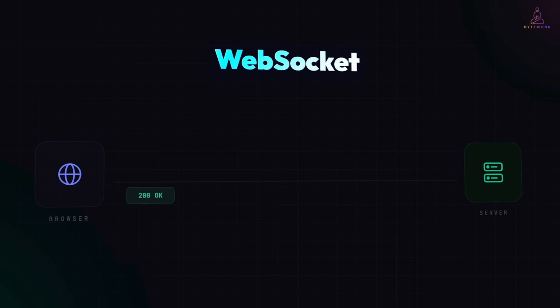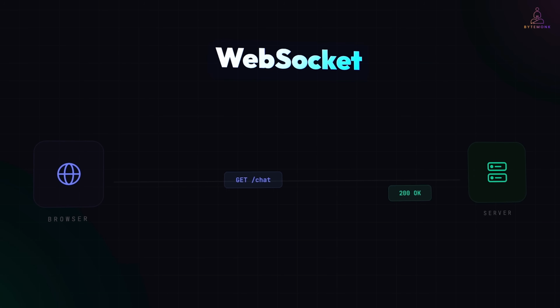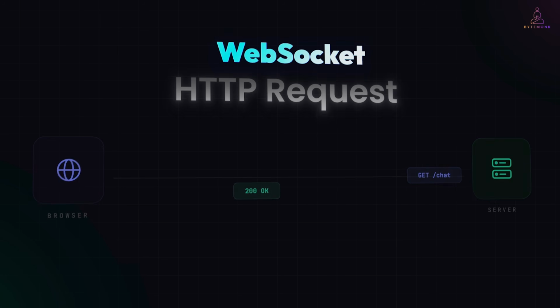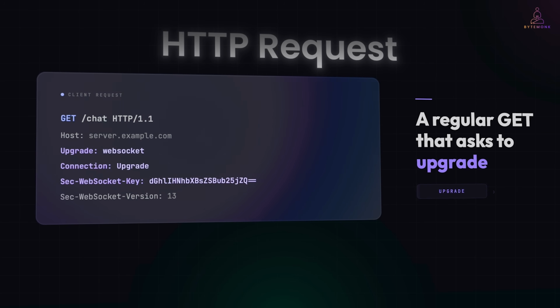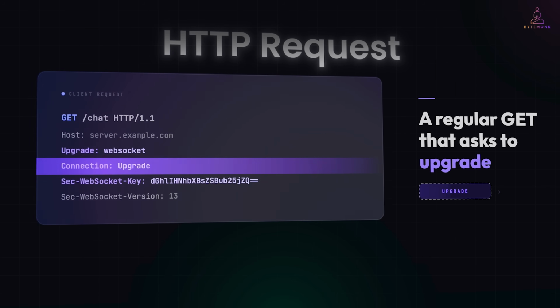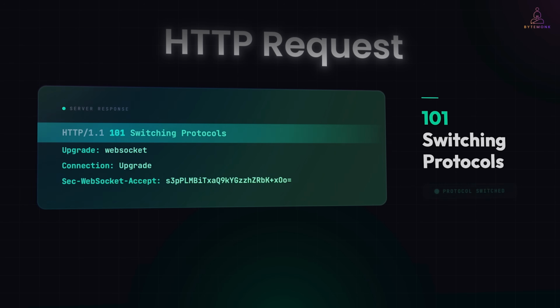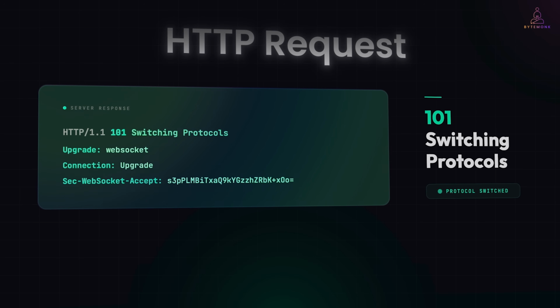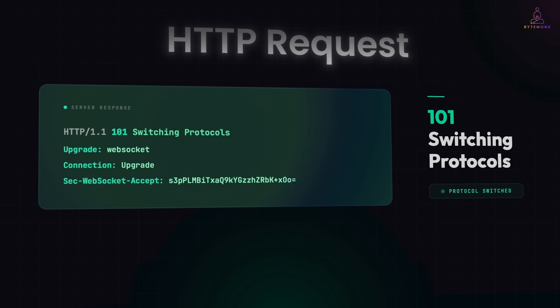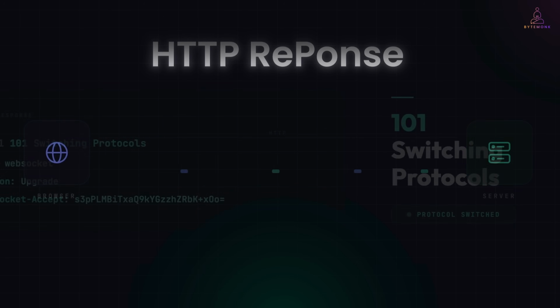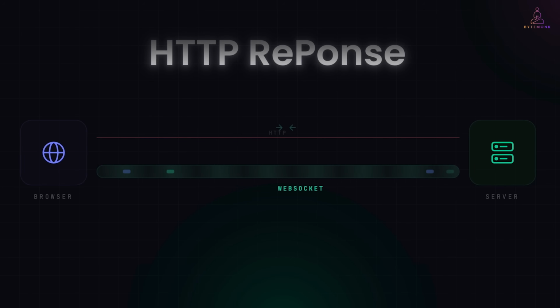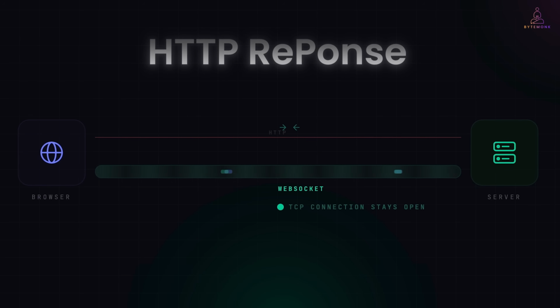WebSockets don't create their own special connections from scratch. They start as a regular HTTP request. See that? It's just a GET request. But it says, hey server, I'd like to upgrade this connection to WebSocket. The server says 101 switching protocols, which basically means, okay, from this point forward, you're not speaking HTTP anymore. We are speaking WebSocket. And that TCP connection, it stays open. No new handshake needed. Now, this seems simple enough, but there are some really clever design decisions hidden here.